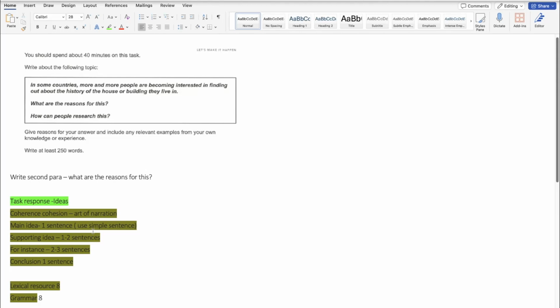Babu, see here, I wanted it like this: main idea, supporting idea. This is because, for instance, 2 to 3 sentences. You have written only 2 sentences so far. I need 6 to 7 sentences in total. This structure is what I want.